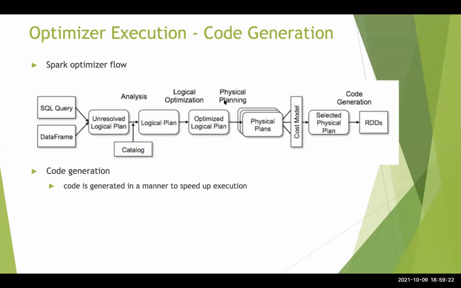Code generation is basically, it just generates code. And the code it generates has optimization built in. That code gets generated in a way that it just speeds up the execution. And this code is nothing but an RDD. You are dealing with a data frame, data set, or whatever, it does a hell of a lot of optimization in all of these steps. Ultimately, it generates an RDD and it executes.